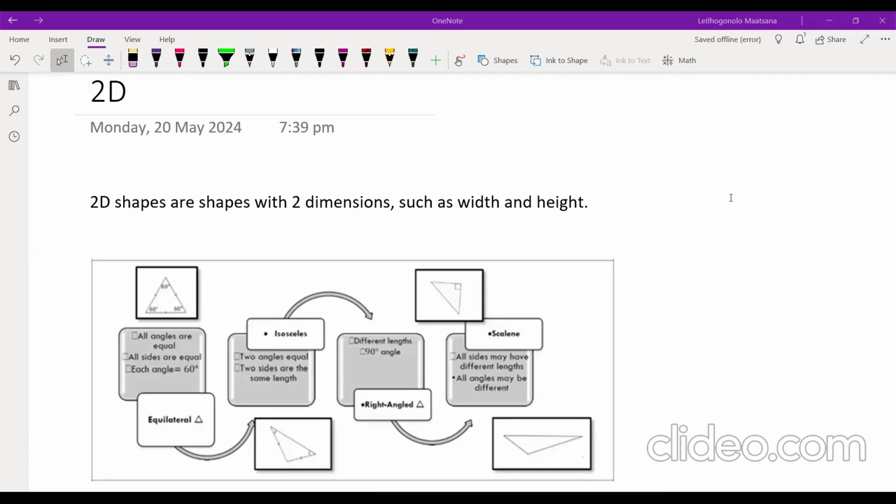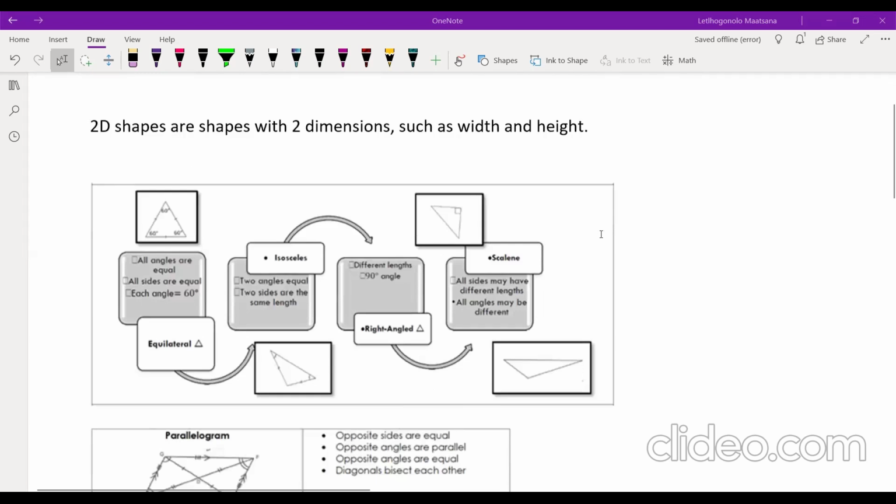Hi, for today's lesson, we're going to be looking at 2D shapes. 2D shapes are shapes that have two dimensions, such as width and height. Let's take a look at some of the 2D shapes and their properties. The first one we have here is our triangles.